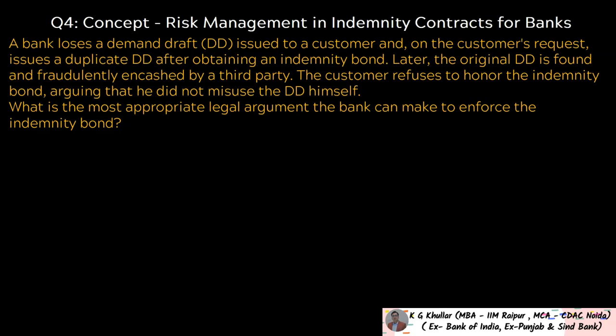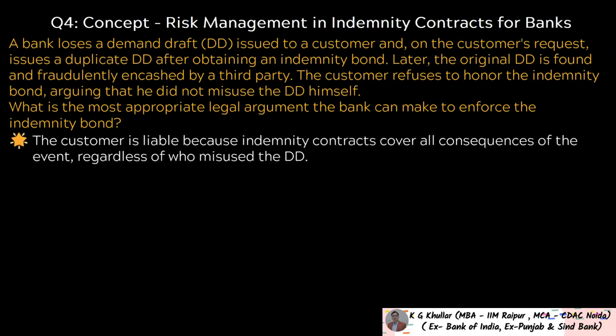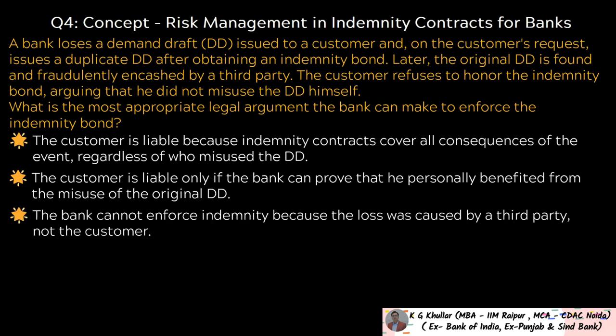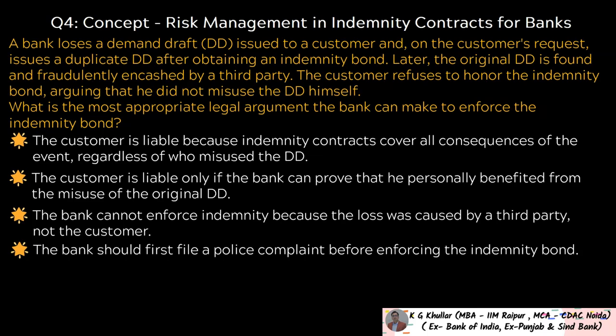And these options are given to you. First option A is, the customer is liable because indemnity contracts cover all consequences of the event regardless of who misused the DD. The next option B is the customer is liable only if the bank can prove that he personally benefited from the misuse of the original DD. Then third option C is the bank cannot enforce indemnity because the loss was caused by a third party and not the customer. And the last option D is the bank should first file a police complaint before enforcing the indemnity bond.